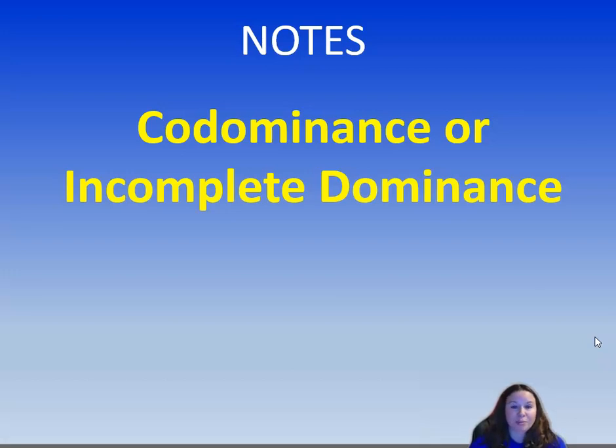These two new types of inheritance are called codominance and incomplete dominance. Both situations are very similar, but there is a slight difference between the two that we'll talk about. But we handle their problems with the Punnett squares very similarly.